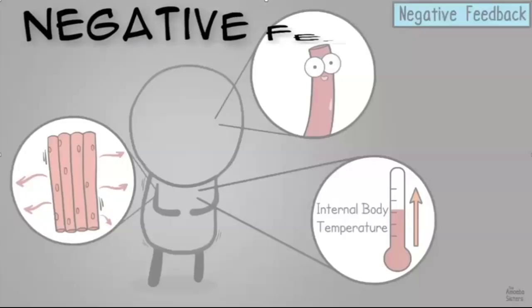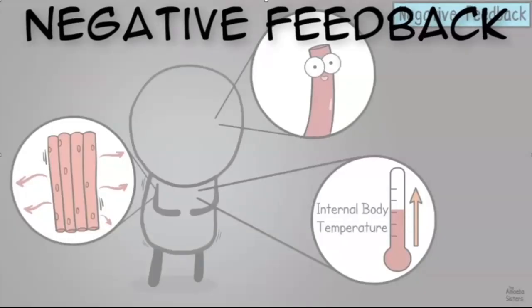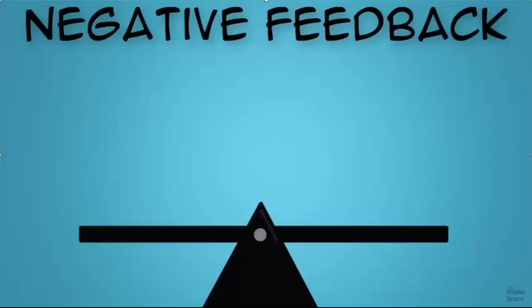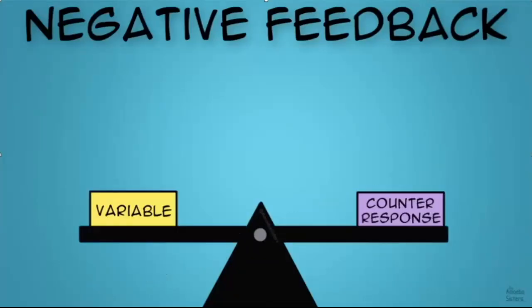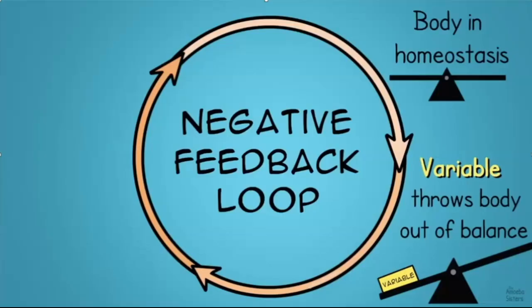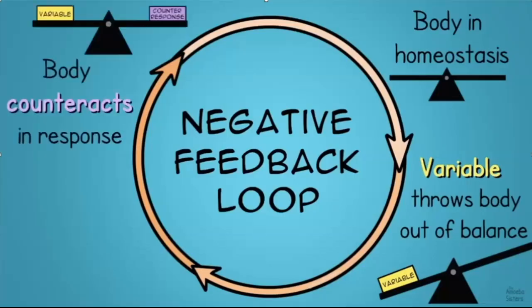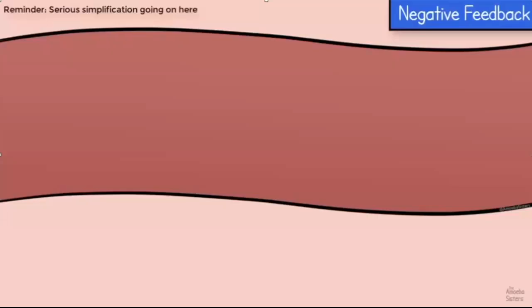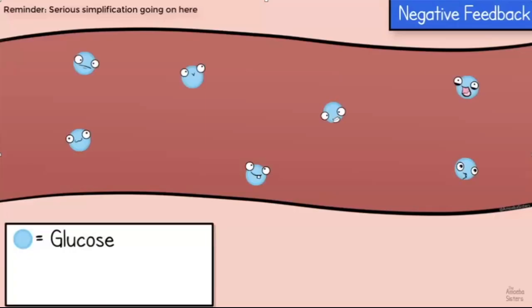This is negative feedback. So a simplified definition, negative feedback is when some variable triggers a counteracting response in order to come back to some set point. If we consider that this whole thing is actually a negative feedback loop, we can see that the negative feedback brings the body back to the set point, which in this case is a stable temperature, keeping homeostasis. Negative feedback is also going on in the regulation of your glucose, your blood sugar.